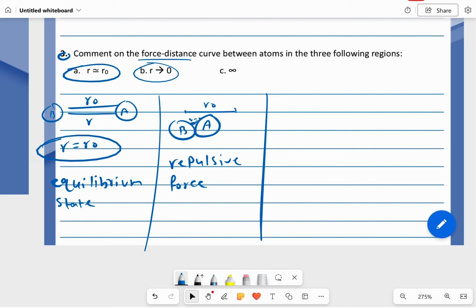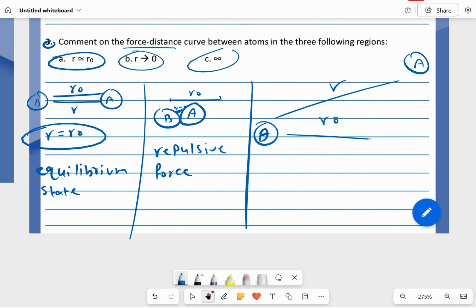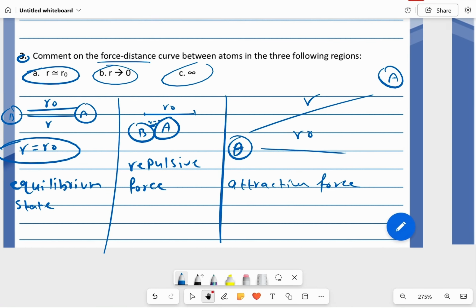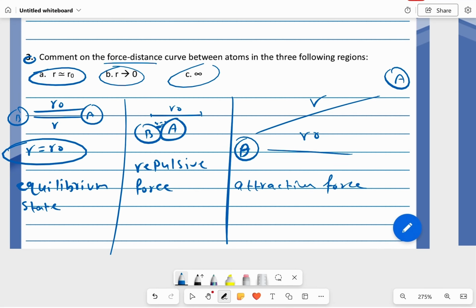You have C, it says infinity. It means any number, okay? So you have two atoms, B and A. Let's say this is the equilibrium distance, R naught. But you see R is so large, so big, okay? The distance between the two atoms is too great, so the force will be attractive. It can be asked like this when it comes to the dependence of forces, or the force distance curve.